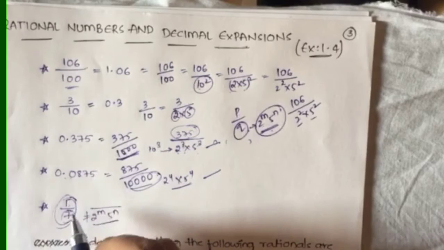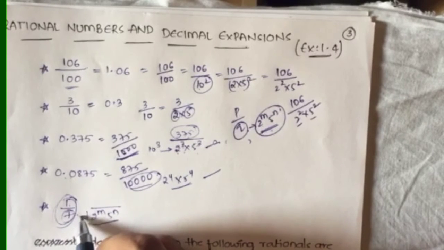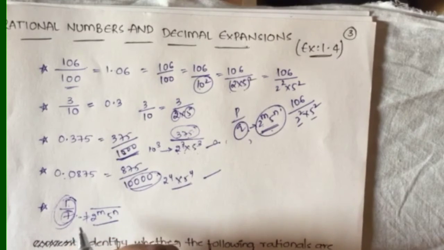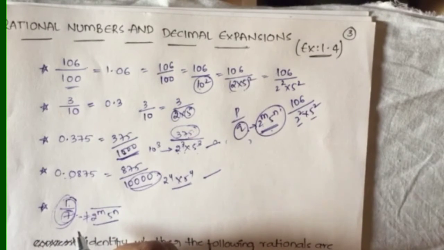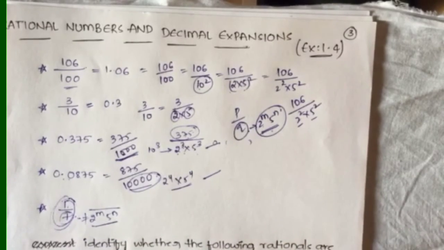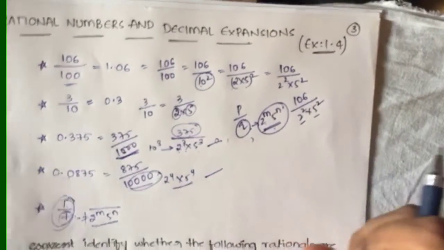That means it will never come to an end. Okay, if you are not able to express the denominator of the fraction in the form of 2 power m into 5 power n, then it is not a terminating decimal. You will consider it as a non-terminating decimal. Clear? Okay, now let's get into the exercise.